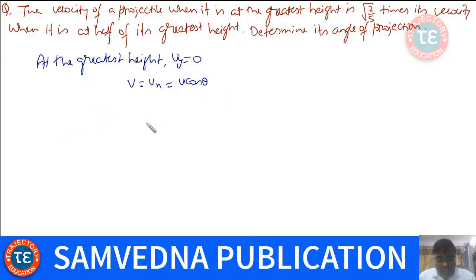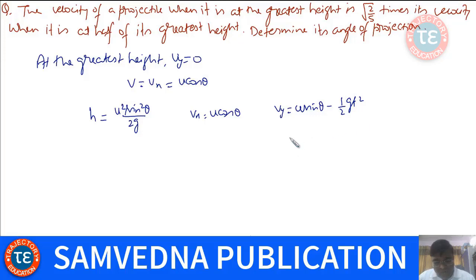And when it is at half of its greatest height, see, the greatest height is how much? U square sin square theta upon 2g. Alright, so let's find out. Your Vx every time is U cos theta, but Vy keeps on changing. Vy decelerates. So we have taken U, so I write U cos theta, and Vy keeps on changing. There is an acceleration of minus g in y direction.